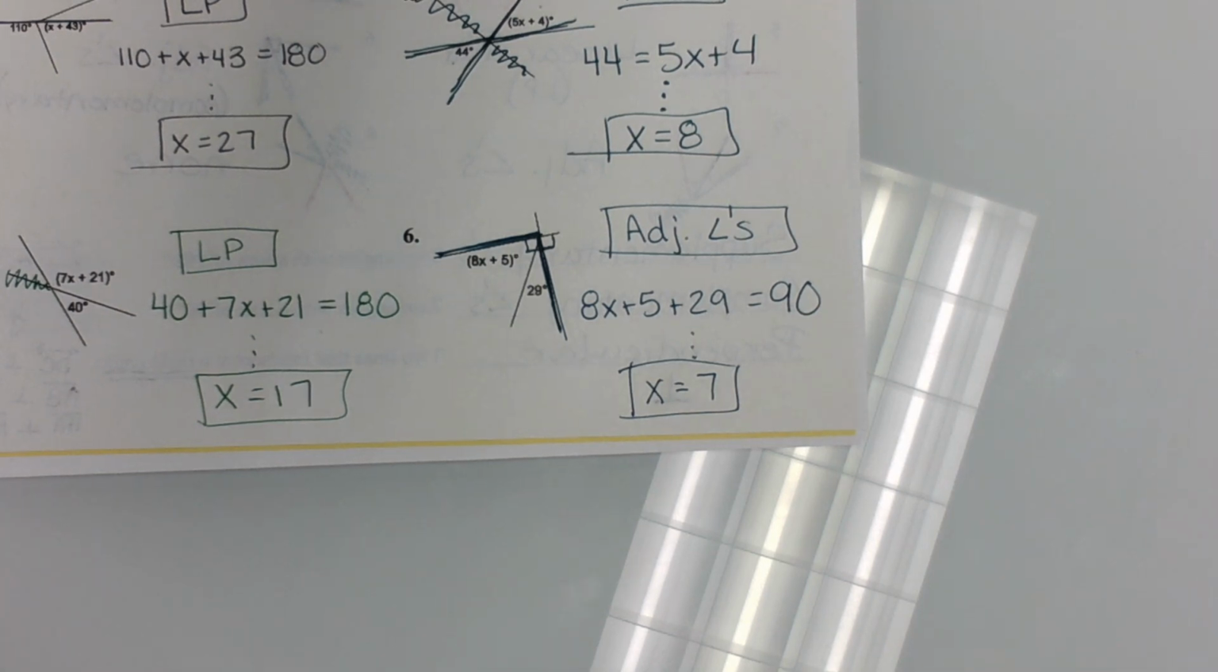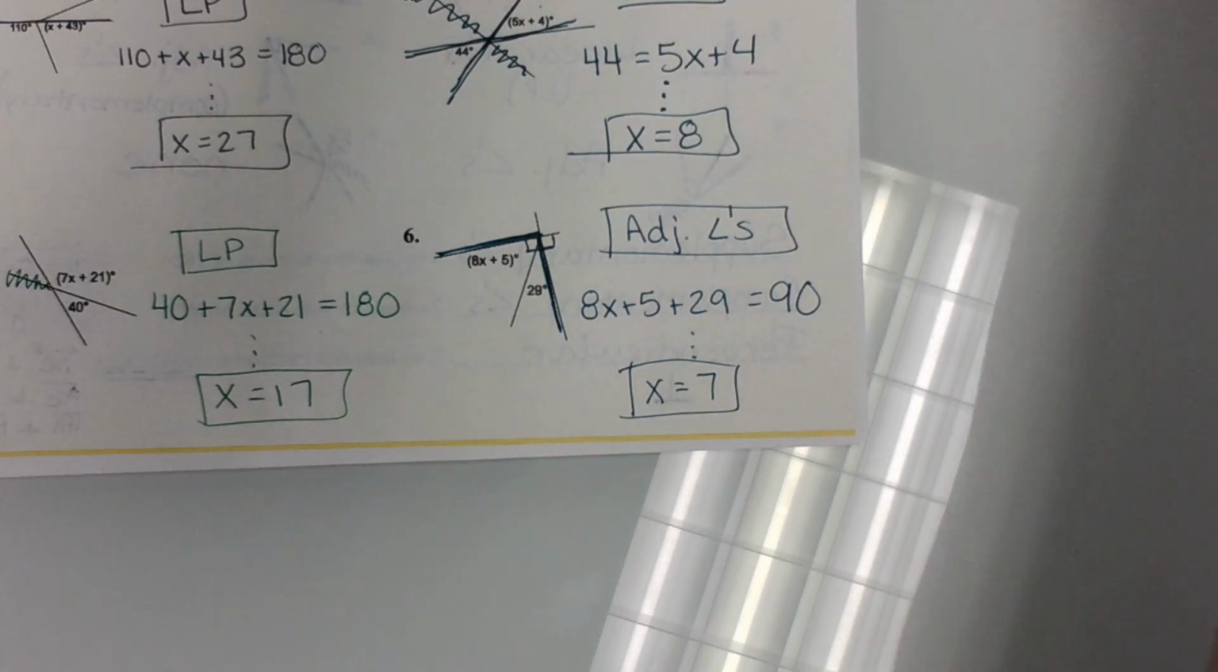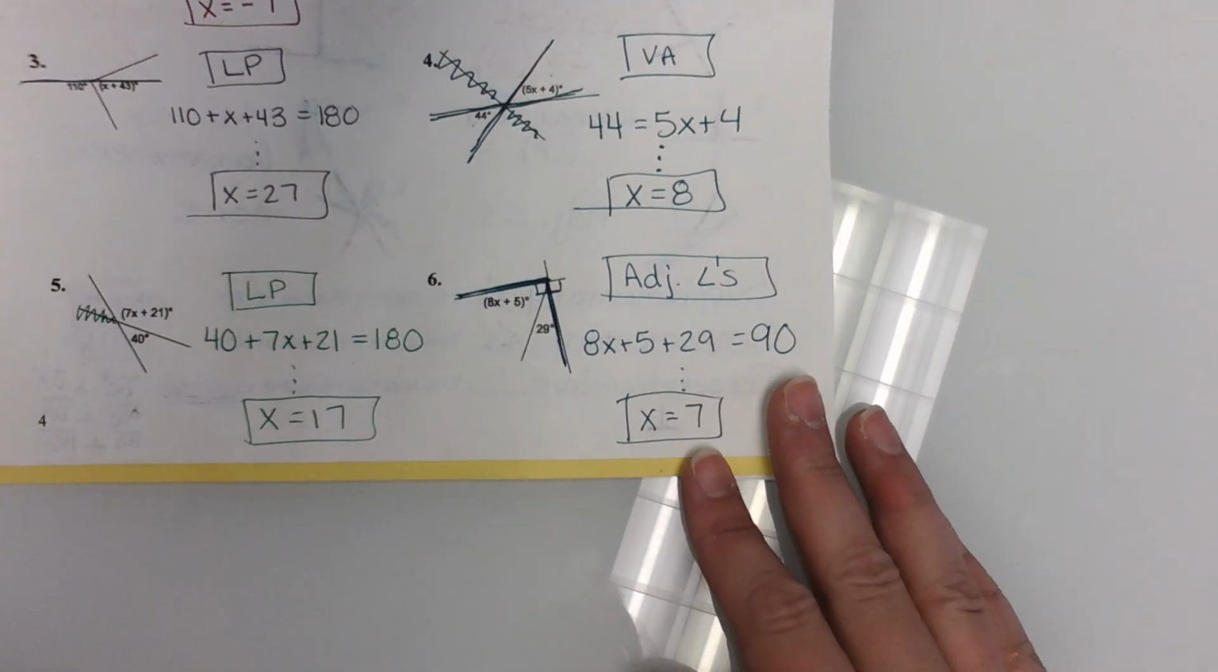Vertical angles are congruent. Linear pairs are supplementary, meaning they add up to 180. And adjacent angles add up to whatever it says they add up to.